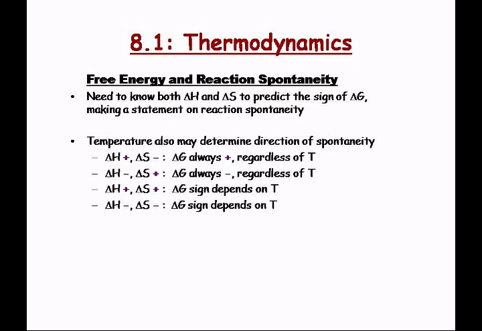Okay? If delta H is negative and delta S is positive, delta G is always negative, regardless of temperature. And if delta S is positive and delta H is positive, then we need to know what the temperature is to determine what the sign of delta G is. And the same is true for when they're both negative. We need to know the temperature.